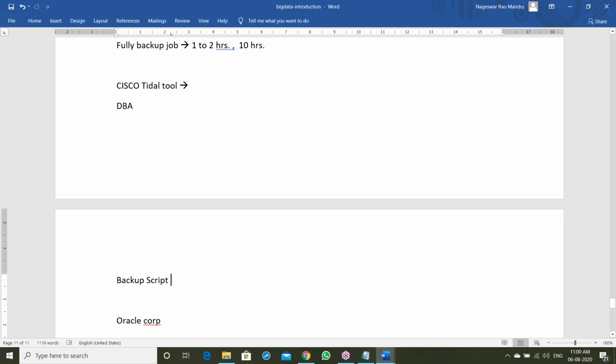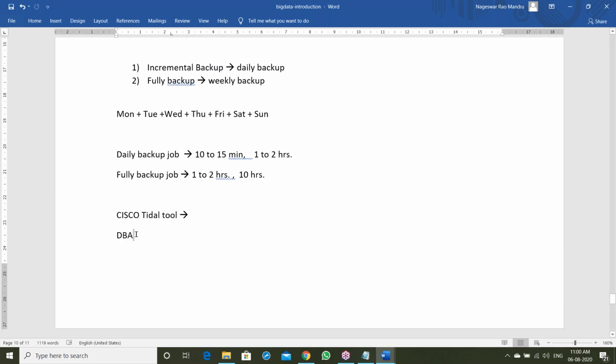Suppose any issue is raised in the backup script and the backup job fails. When the backup job fails, the DBA has to address that issue. He will fix the issue, and after fixing it, restart the backup script. So every time there is a failure, he has to address the issue and restart the job. So manual backup is a risk. It's a risky task, so if any failures occur, the issue has to be addressed.